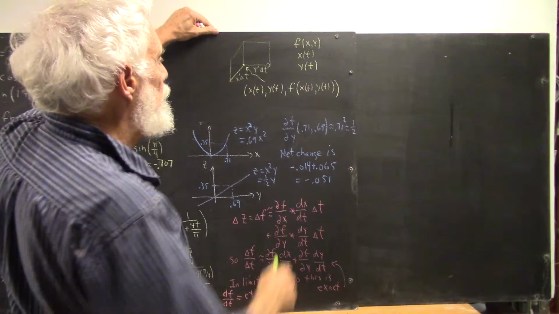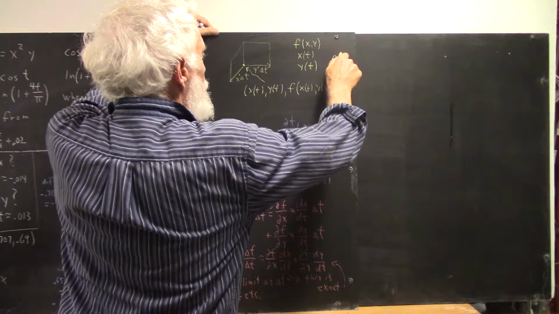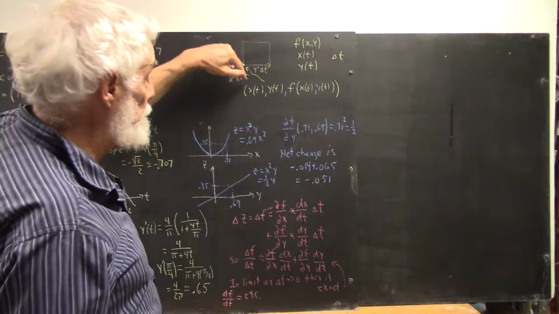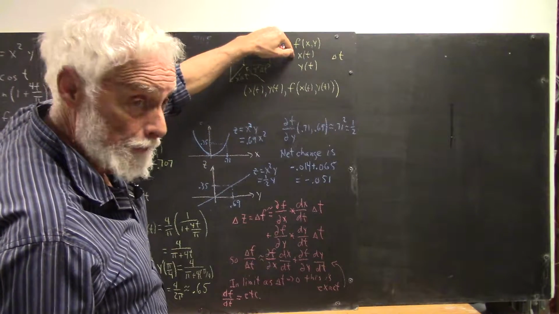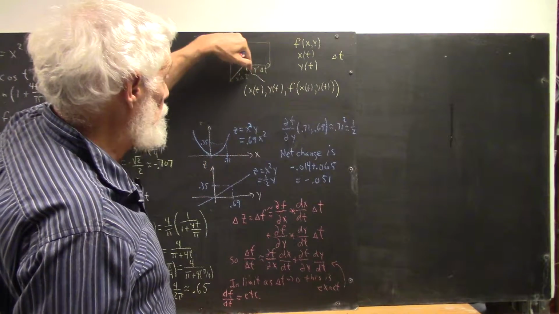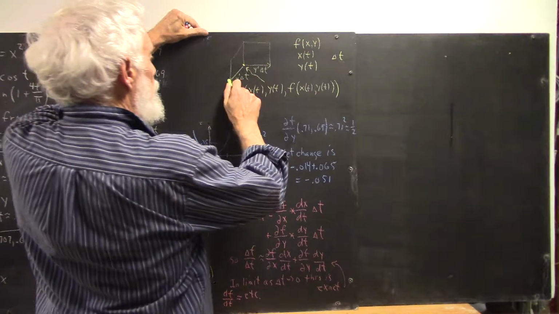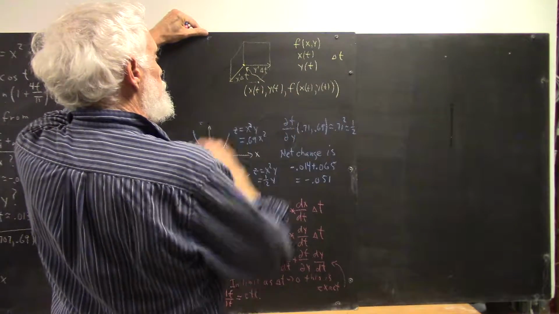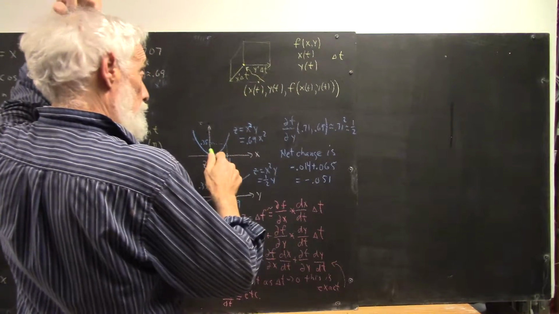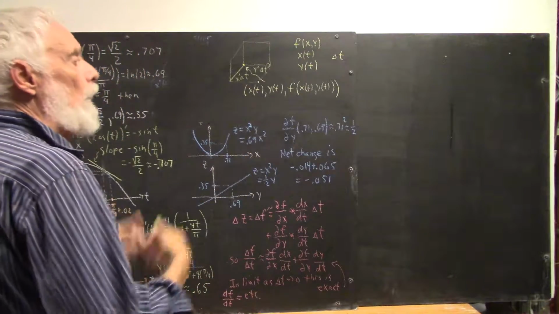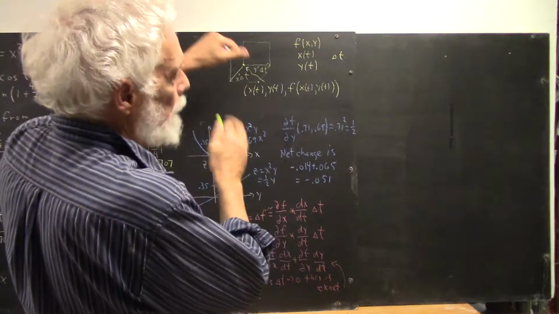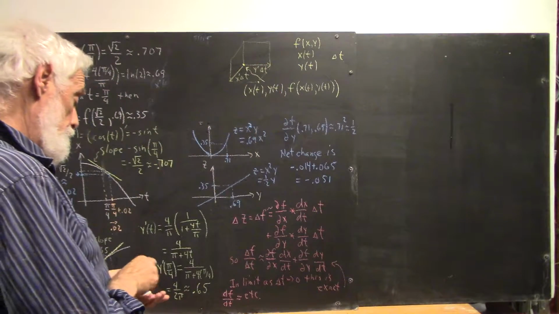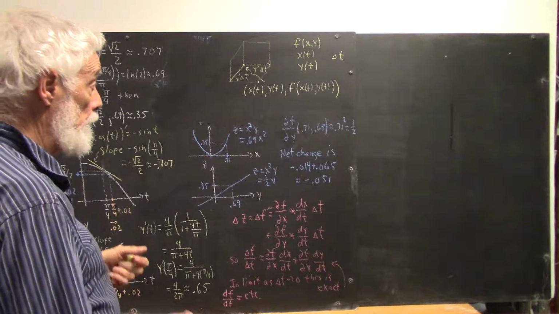If t changes by some amount, then the x-coordinate will change by x prime delta t, whatever the derivative of your x function is. Your y-coordinate will change by y prime delta t, and you'll end up at a point out here, and I'm not going to label that. It'll be x of t plus delta t, y of t plus delta t, f of x of t plus delta t, y of t plus delta t. Okay? And you could write that down. Just keep your wits about you and think about what's going on.